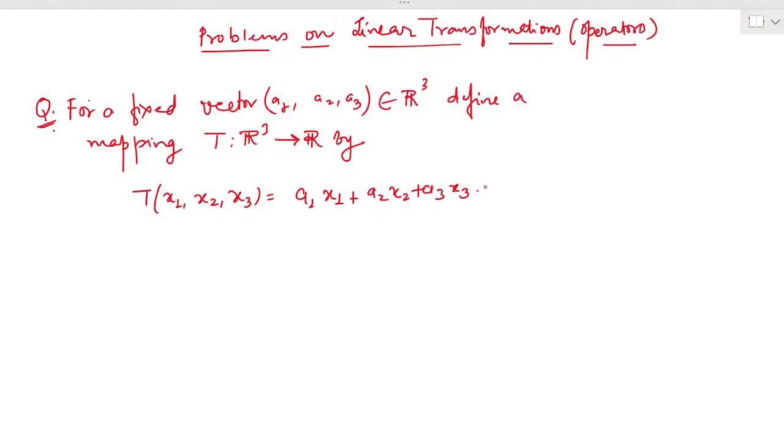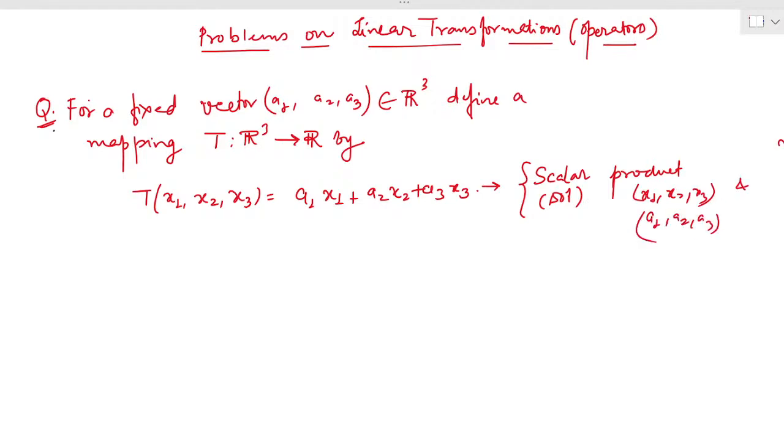What do you understand by this? If you remember, this represents the scalar product, or you can say the dot product, between (x1, x2, x3) and (a1, a2, a3). So we want to prove that this is a linear transformation. That is, we have to show that the dot product is a linear transformation. Okay, how to go about it?